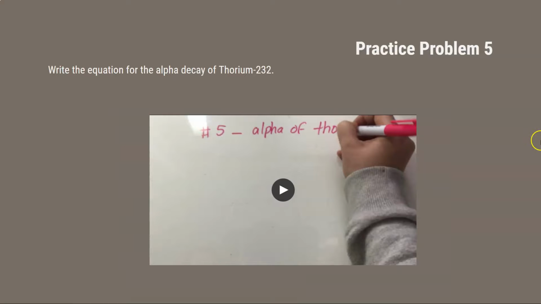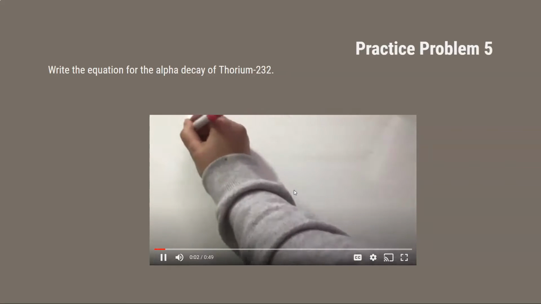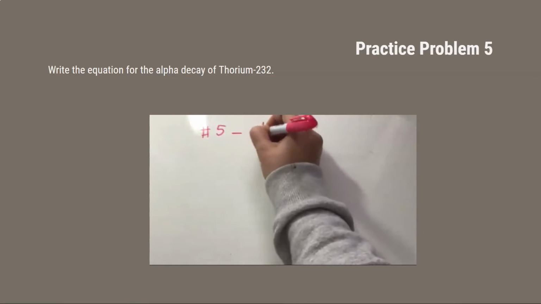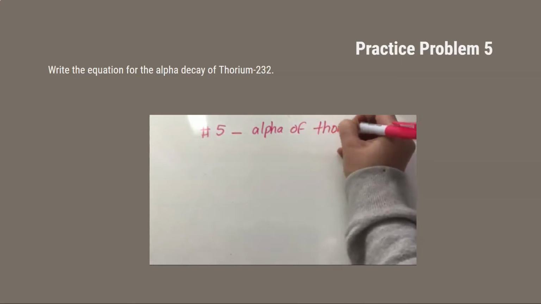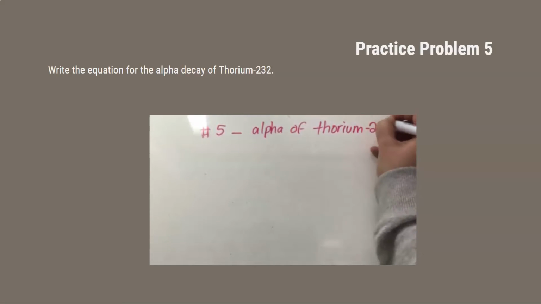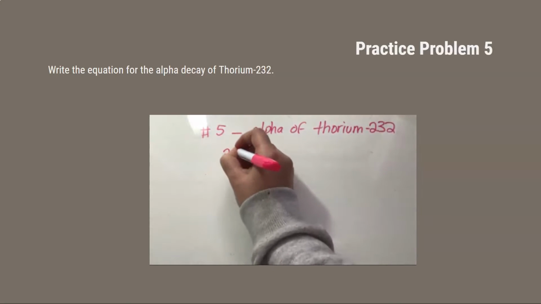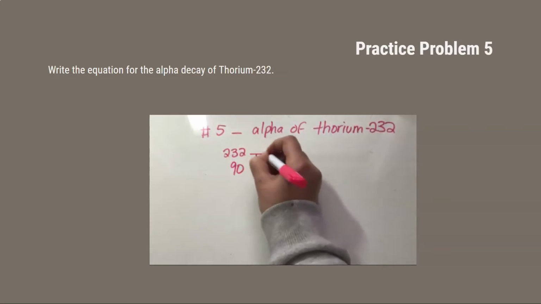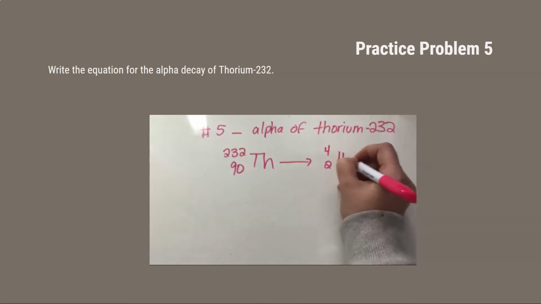Let's do number 5. Now we're going to look at the decay of thorium-232. Again, ladies and gentlemen, you want to set up your equation. You don't have to write down what I'm writing down every single time. You just need to write down the equation part of it. So again, 232 is its mass, and it's going to be over its atomic number, and that is thorium. We are using alpha decay, so we're 4, 2 with helium.